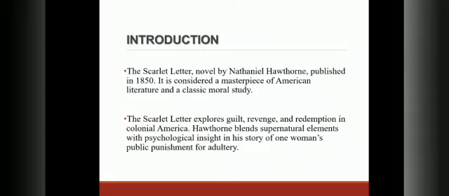The novel Scarlet Letter is written by Hawthorne, which was published in the year 1850. The novel is considered to be one of the masterpieces in American literature. The novel explores guilt, revenge, and redemption in colonial America. The author blends supernatural elements along with psychological insight in his story. The protagonist of the story is Hester Prynne, who is punished for adultery. Let us explore the novel.